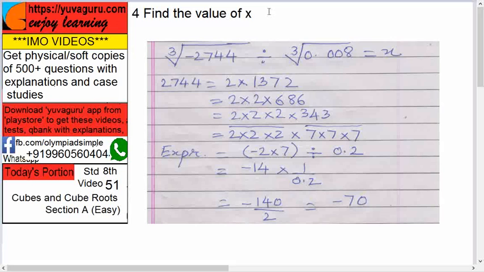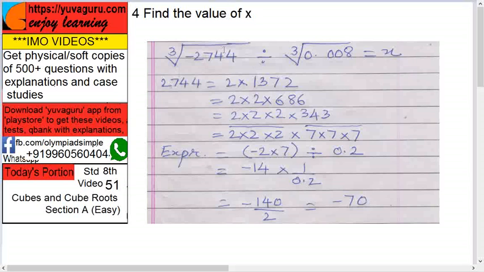Find the value of x. So this is x and we have to find the value. Basically we have to solve this. So cube root of minus 2744 divided by cube root of 0.0008. See here, square root of minus is not possible, but cube root of minus is possible, right?